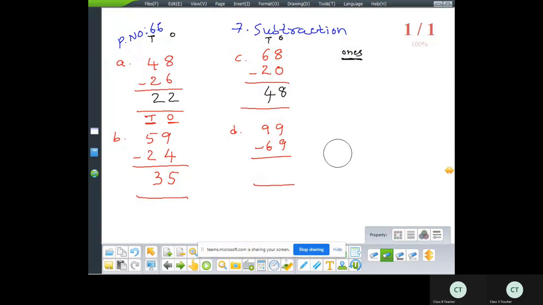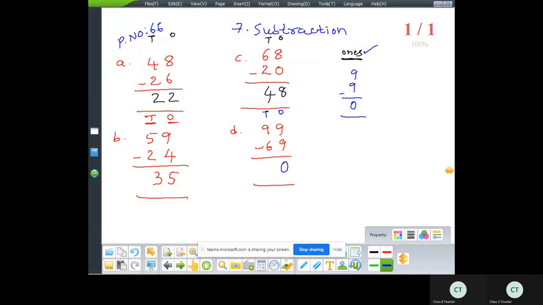69 subtracting from 99. Write the place values, 1 and 10. Now subtracting on 1. The digits are 9 and 9 from the 1 place. 9 minus 9. Subtracting the same digits or the same number, we get 0. 9 minus 9 is 0. Write this answer 0 in the 1st place.